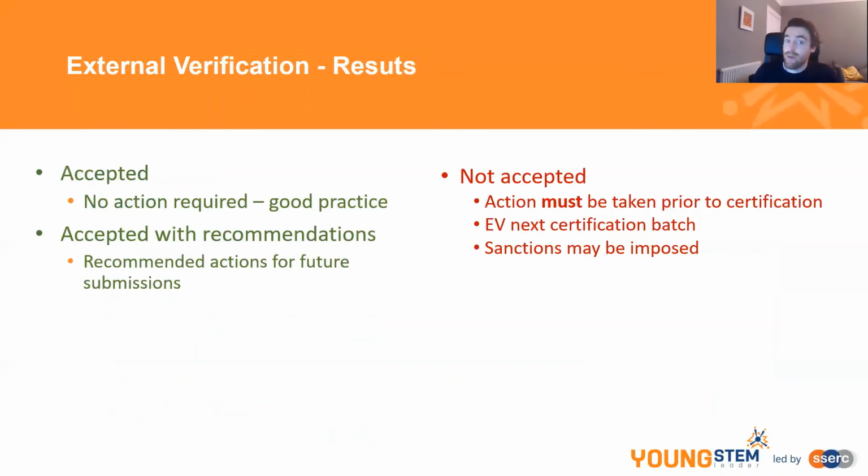This is all detailed in the quality assurance verification and certification policy, but there are 3 results. There are 2 results that are positive, the accepted and accepted with recommendations. The accepted result basically means that there's no additional action required, that you're showing good practice and delivering the award to the acceptable standards. Accepted with recommendations usually means that there is something that we would like you to do in future to improve the practice or to improve the quality of the submission.